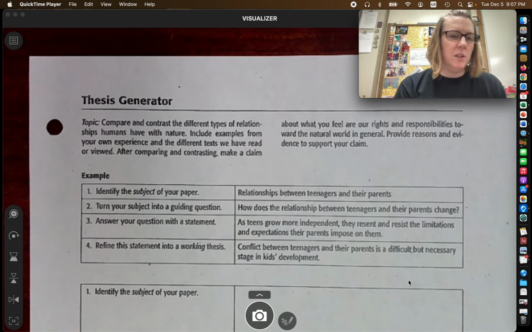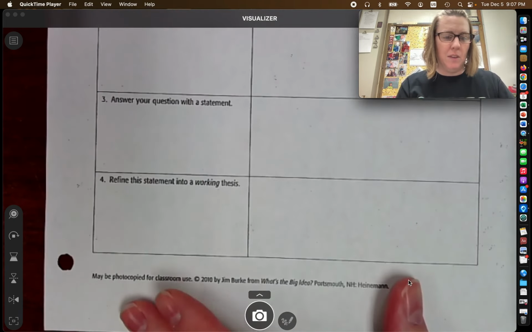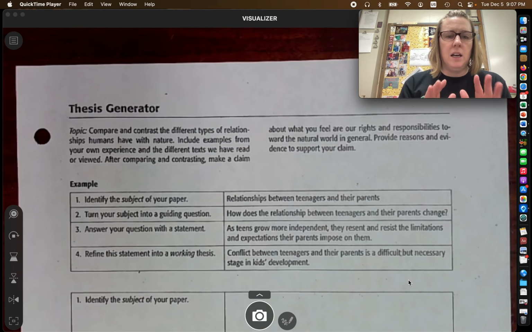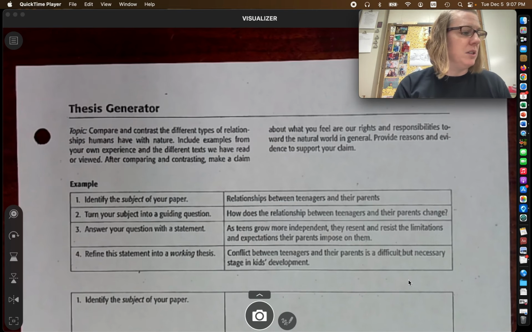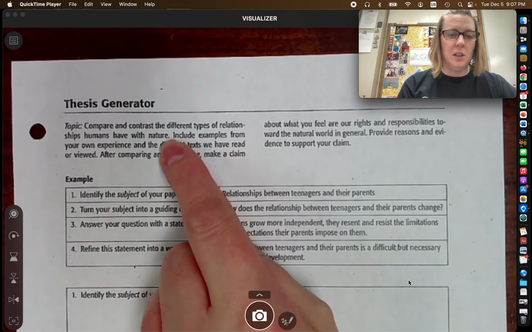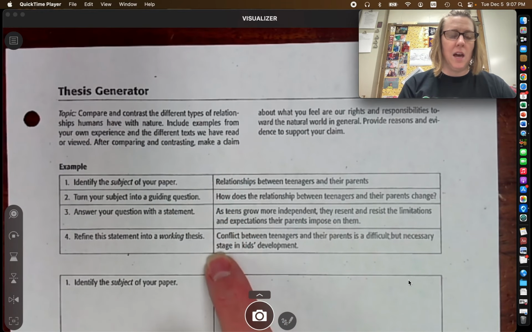So this handout was created by a really, really smart English teacher out in California named Jim Burke, and he's got accreditation at the bottom of the handout right here. And basically Jim Burke takes the mystery out of how you create a thesis. And so it becomes a 4-step process that he helps you understand by giving you a sample paper topic up here to look at and then walking you through how a student might do that in his classroom.